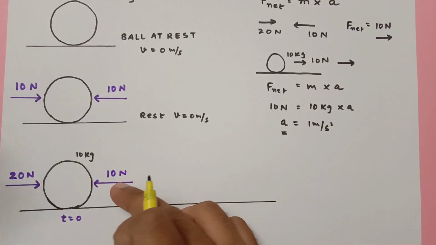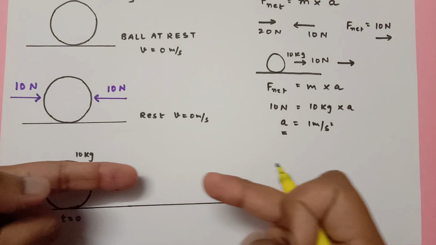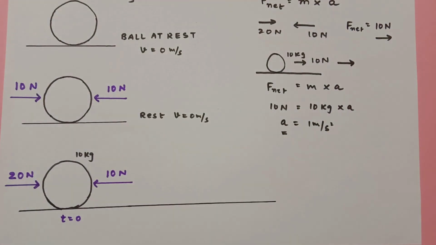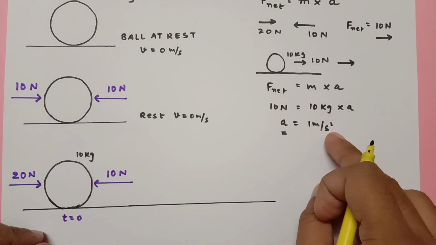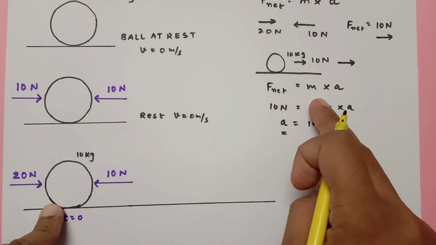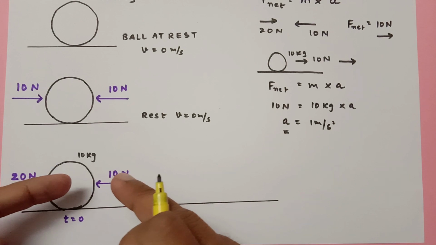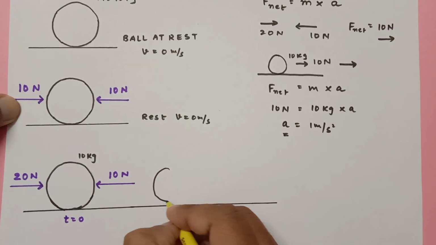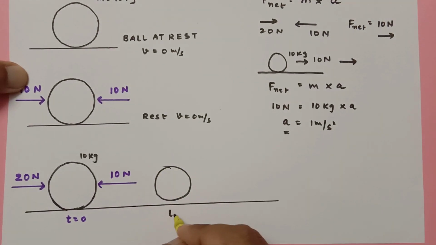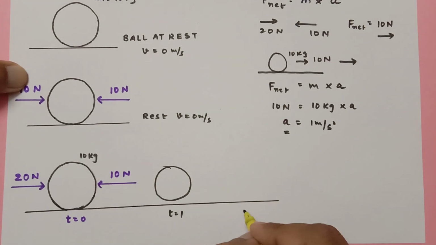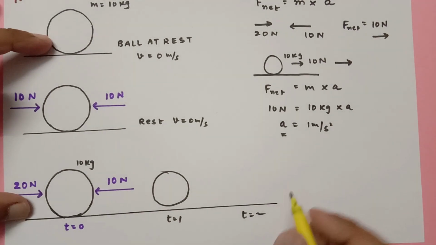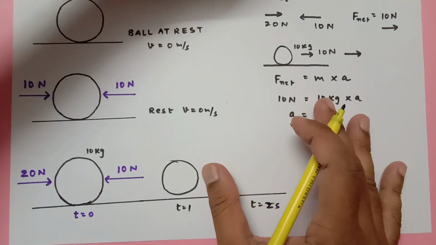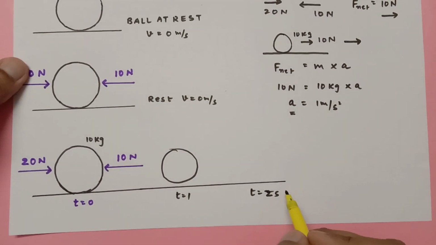And these two forces are going to be continuously applied throughout the motion. It is not like one time you have applied 20 Newton, 10 Newton and you are leaving it. No. For this acceleration to happen, both forces must continuously be applied. So now after 1 second, suppose the ball is somewhere over here, and this is time equal to 1 second. After 1 more second, the ball will be somewhere over here. Sorry, this is time equal to 2 seconds.